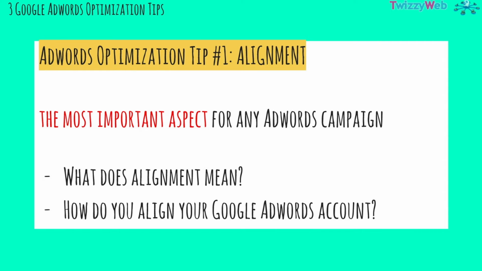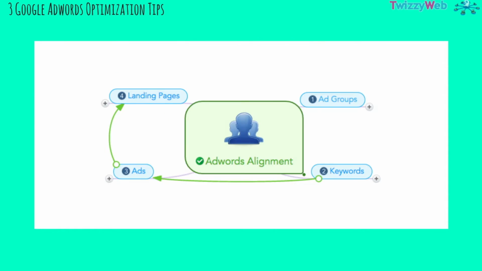So let's understand, what does alignment mean, and how do you align your Google AdWords account? Here you can see the basic elements of an AdWords account. You have ad groups, keywords, ads, landing pages. I know we're missing campaigns here, but we're just leaving it apart just for a moment, because these are the most important elements that we want to play around with.